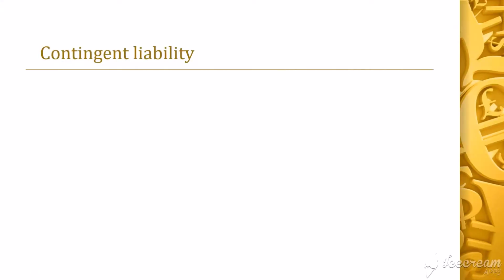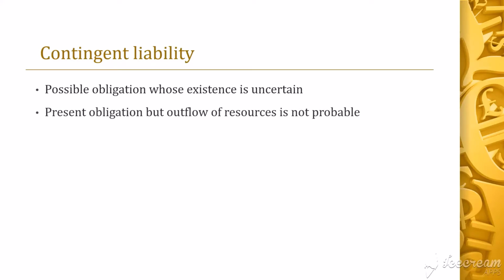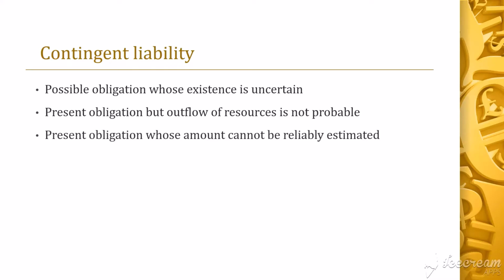Let's now cover contingent liabilities. A contingent liability is a possible obligation that arises from past events, and the existence will be confirmed only by the occurrence or non-occurrence of one or more uncertain future events not within the control of the entity. It could also be a present obligation arising from a past event, but it is not probable that an outflow of resources is required to settle the obligation. Similarly, the amount of the obligation may not be measured with sufficient reliability.